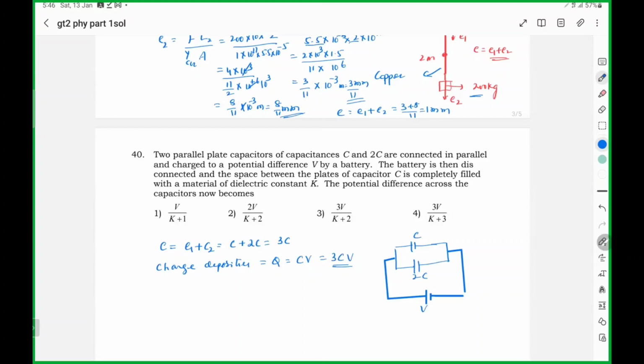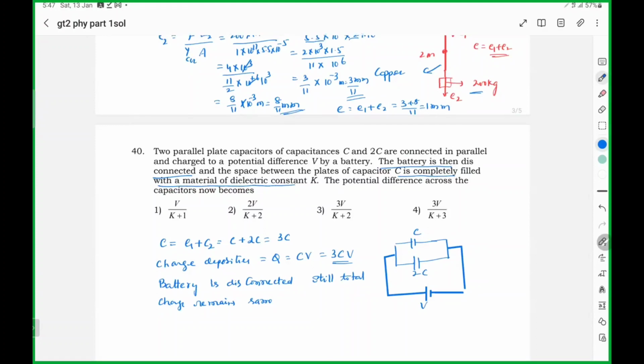Once the battery is disconnected, the total charge still remains the same. But here capacitor C is completely filled with a dielectric.